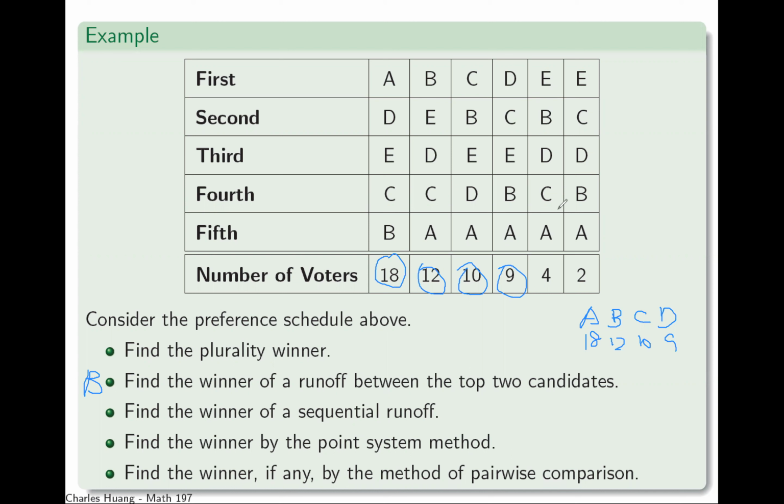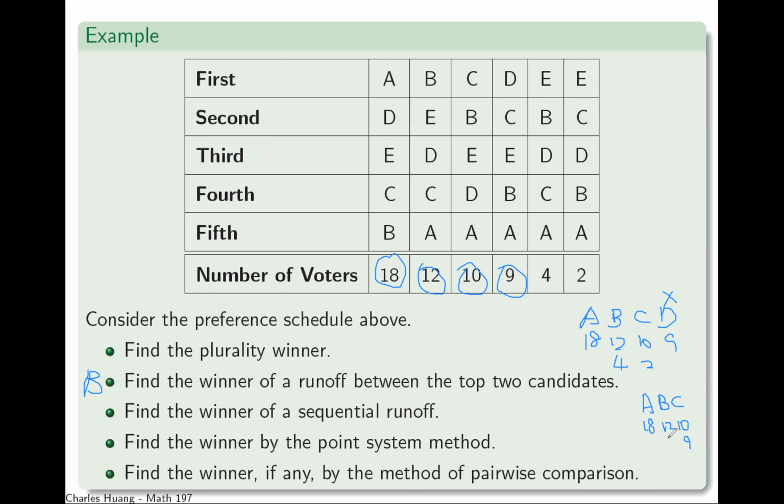So 4 people here, instead of voting for E, they will vote for B. The 2 people here, they will vote for C. You'll notice A has 18, B has 16, C has 12. D has the lowest number of votes. So D is eliminated. Now we're going to do a vote again with only A, B, and C. A still has 18, B still has 12, C still has 10. The 9 people for D, they will vote for C now.